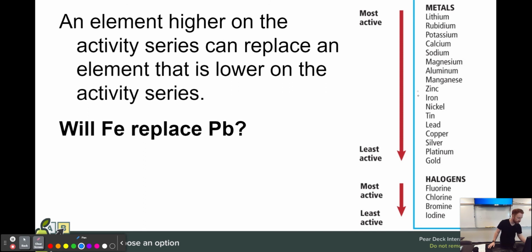Iron is over here. Lead is down here. Yes, it will. Iron is more reactive than lead.